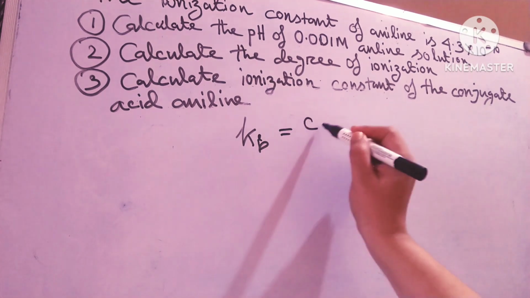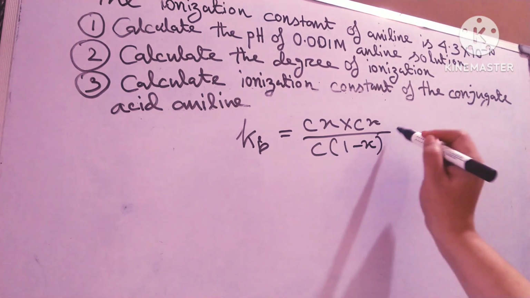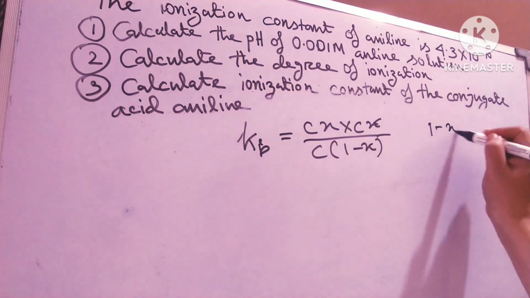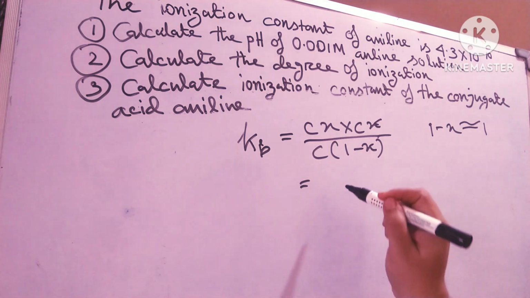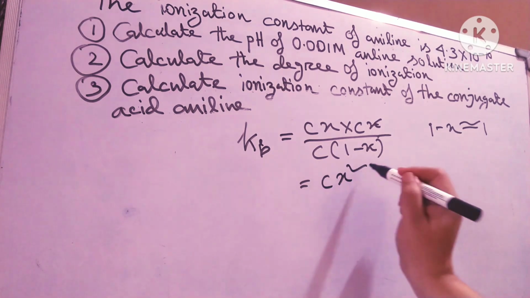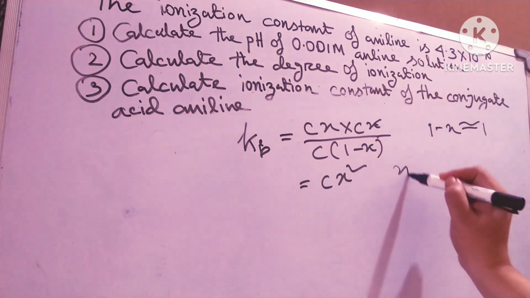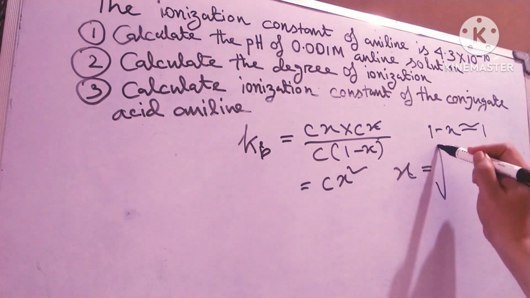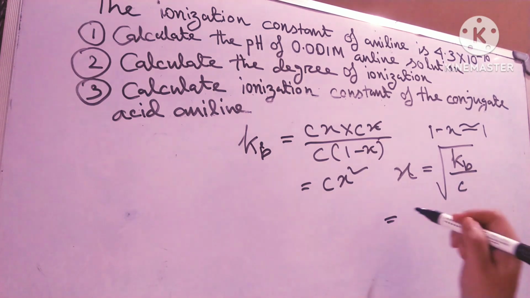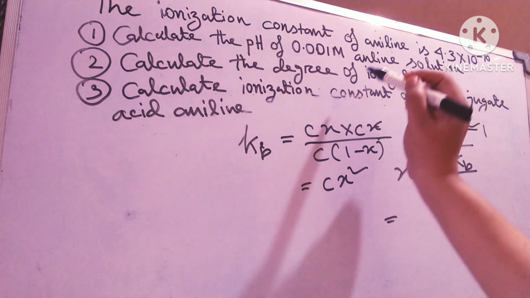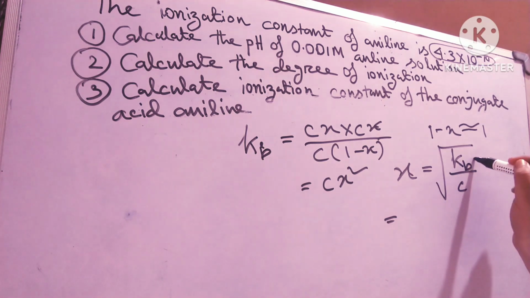Now friends, Kb equals CX cross CX divided by C into (1 minus X), and now 1 minus X is approximately equal to 1. So it can be written as C X square. And X equals root over Kb divided by C. We know that Kb is equal to 4.3 into 10 to the power minus 10, the ionization constant.